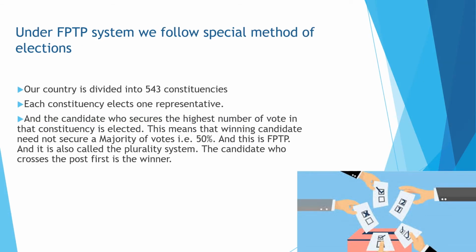Under the FPTP system, we follow a special method of elections. The country is divided into different areas for the purpose of election, and these areas are called electoral constituencies. The voters who live in an area elect one representative, and our country is divided into 543 constituencies. According to that, the people vote in that area, and whosoever gets the majority of votes becomes the representative.